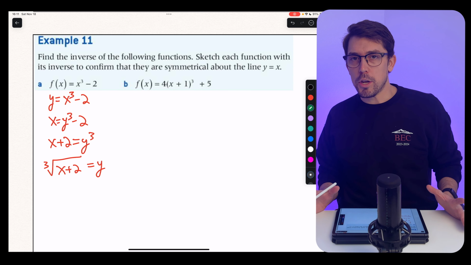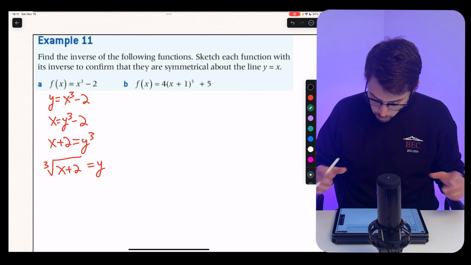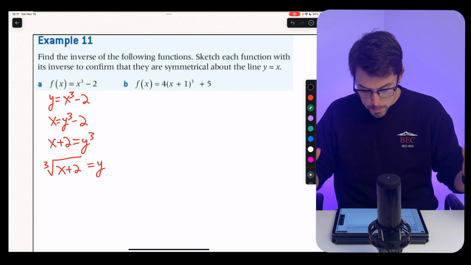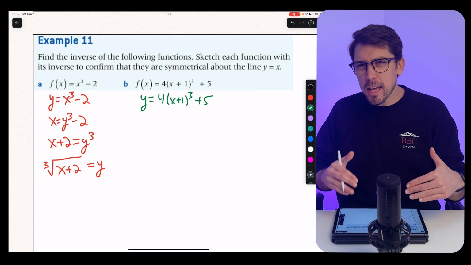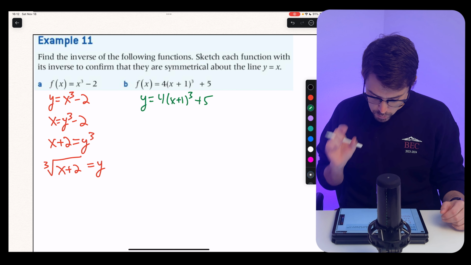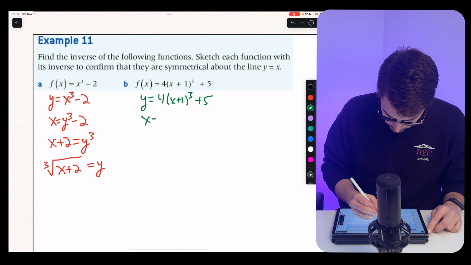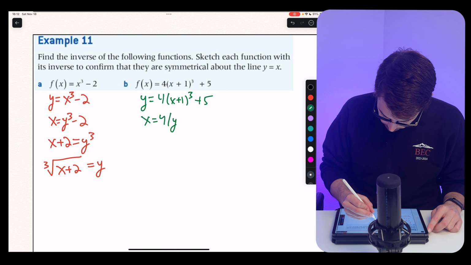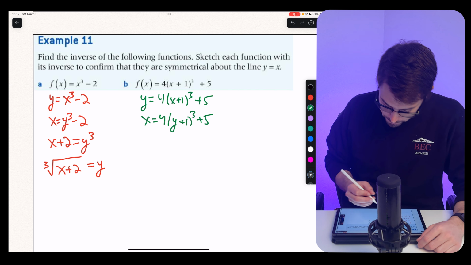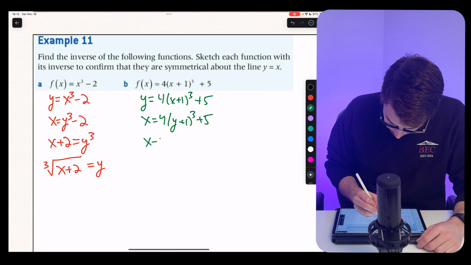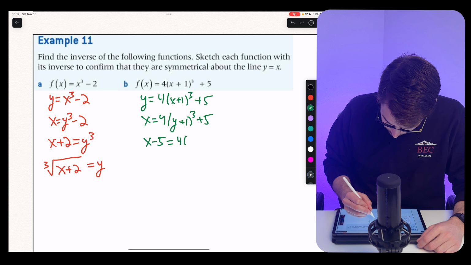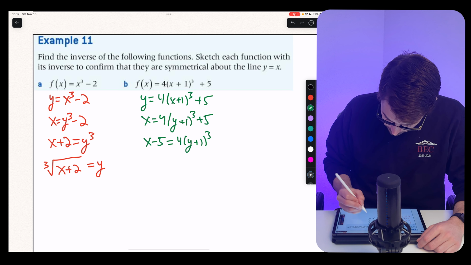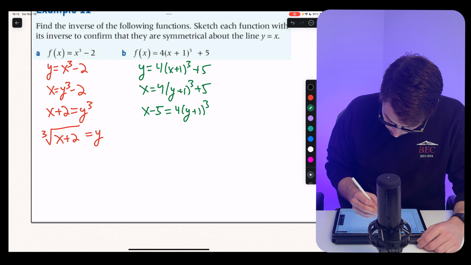Now my second equation looks a little bit more complicated. I have 4 times the quantity x plus 1 cubed, plus 5. Same thing here. I want to get the inverse function, which means I'm going to swap my x and y to be x equals 4 times the quantity y plus 1 cubed, plus 5. Now I'm just going to solve for y. First things first, I'm going to move that 5 over. Then I'll go ahead and divide each side by 4.